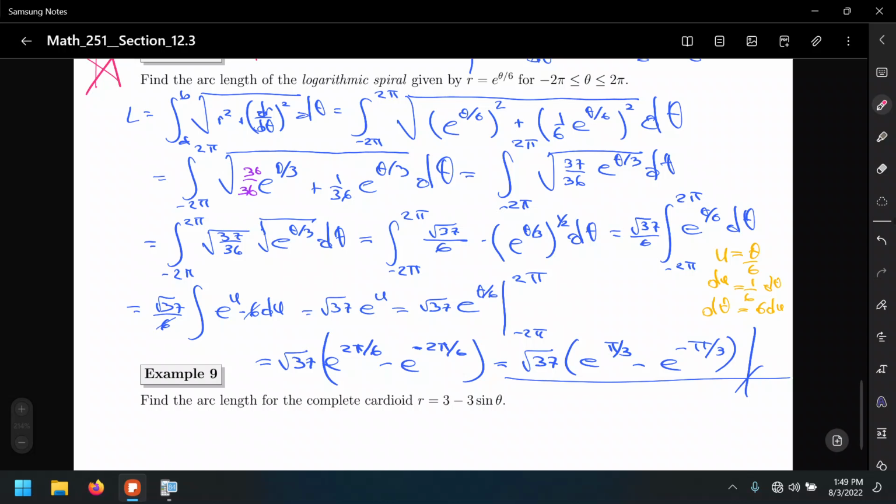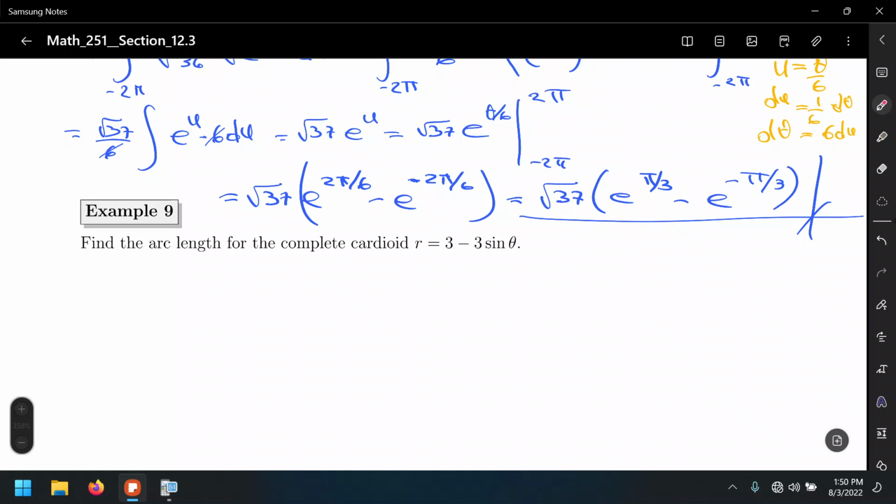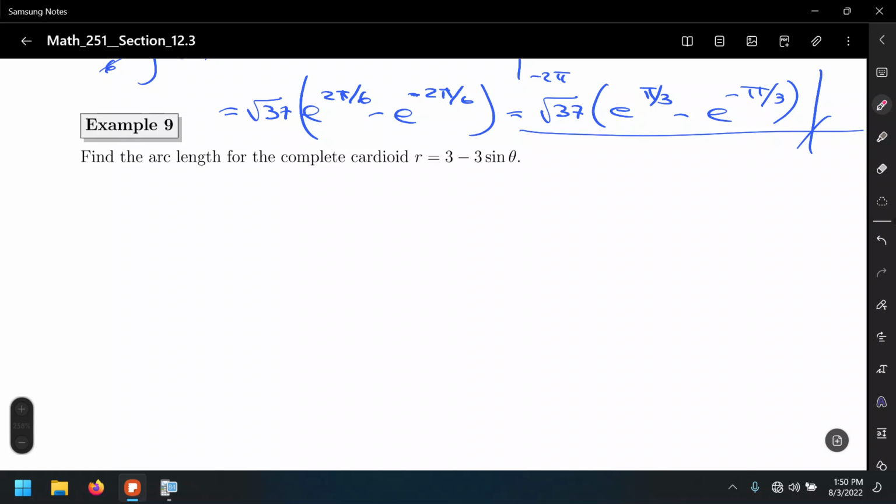All right, let's do one more. This one is going to help us review a lot of the algebra and the trigonometric identities. We're going to find ourselves in a pretty interesting situation in which whatever limits we put for the integral that we are about to set are not going to work, so we will have to think a little bit differently. Number one, find the arc length for the complete cardioid.